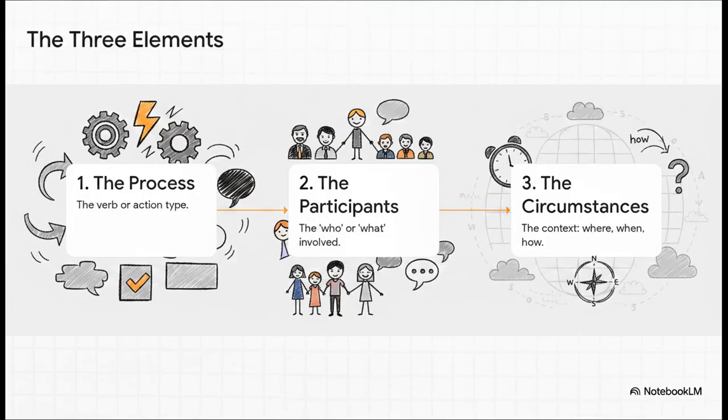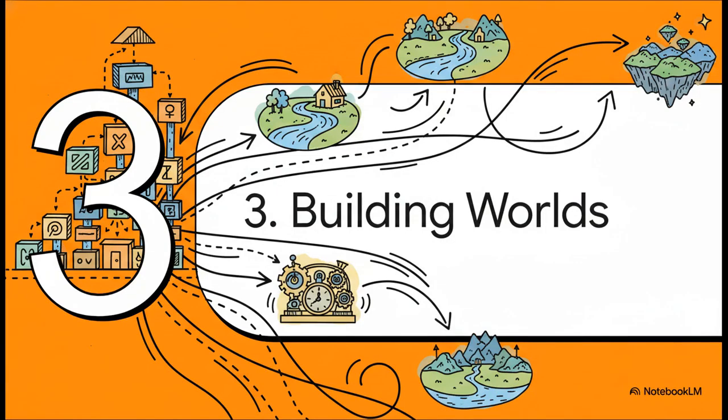And you can break down pretty much any clause into three basic parts. First, you've got the process. That's just the verb, the action happening. Then you've got the participants, the who or what involved in that action. And finally, the circumstances. That's all the extra context. The where, the when, the how. So now that we have those basic building blocks, let's see how they actually come together to build these different worlds. Because it turns out, the type of verb or process you choose changes everything.